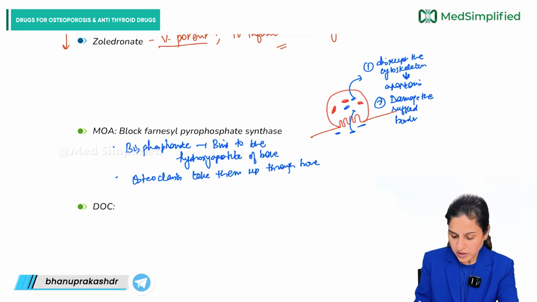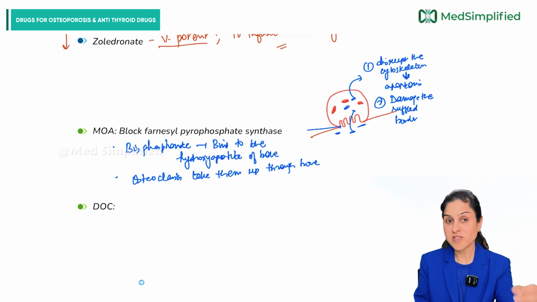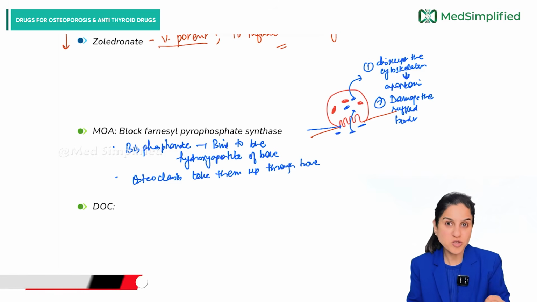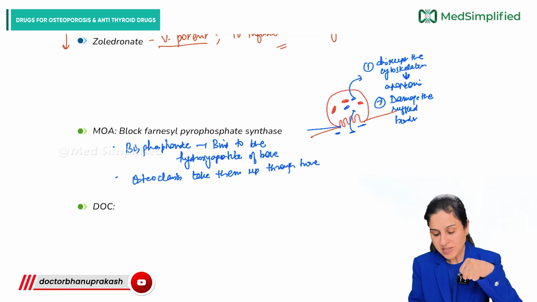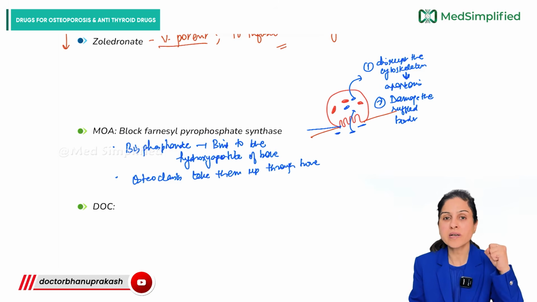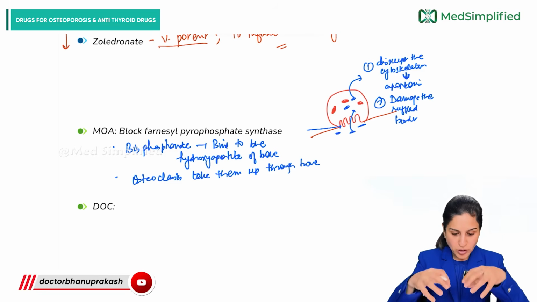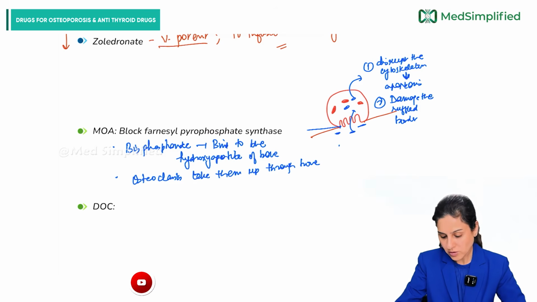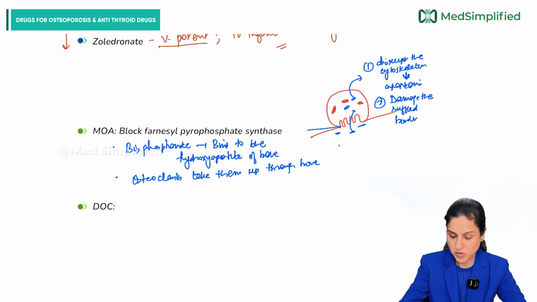The ruffled border. This ruffled border is actually responsible for causing the osteoclastic activity, or the resorption of the bone. So they will damage this ruffled border. When this ruffled border is damaged, the osteoclasts are not able to carry out the resorptive process. This is how they are going to decrease the resorption.